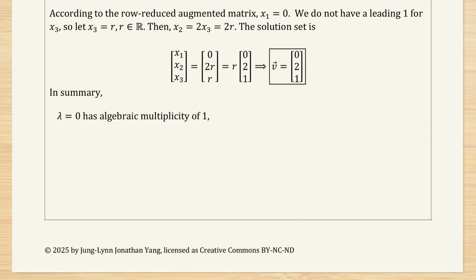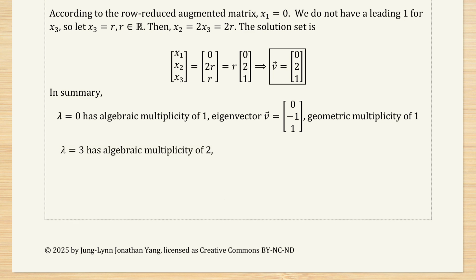To summarize, the eigenvalue 0 has an algebraic multiplicity of 1 because 0 only comes up once as the root of the characteristic equation. We only get one eigenvector from this eigenvalue, and therefore this eigenvalue has a geometric multiplicity of 1. The other eigenvalue, 3, has an algebraic multiplicity of 2 because 3 came up twice as the root of the characteristic equation. We get one eigenvector from this eigenvalue, 0, 2, 1, which means that this eigenvalue has a geometric multiplicity of 1.